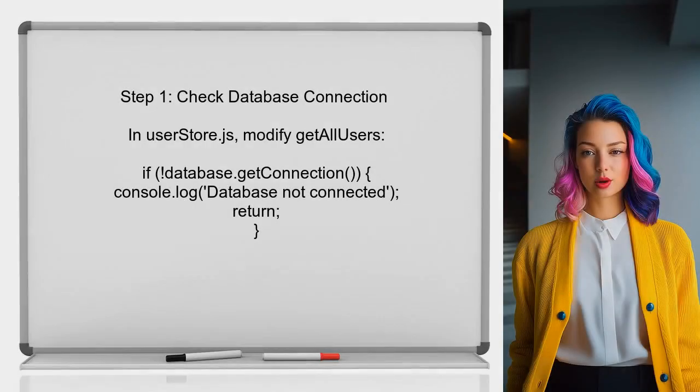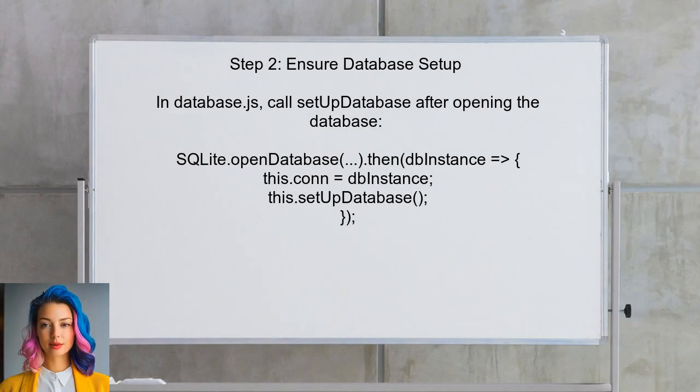To ensure that the async await functionality works correctly, the user should first check that the database connection is established before executing any queries. This can be done by adding a check in the getAllUsers method. Next, the user should ensure that the database setup is completed before any queries are executed. This means calling the setupDatabase method after the database connection is established.